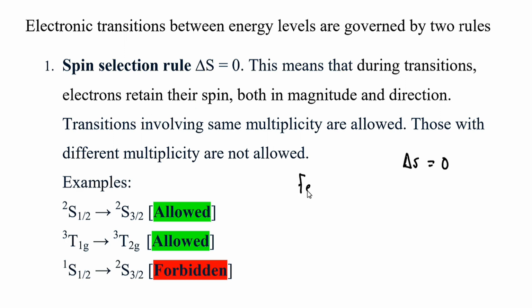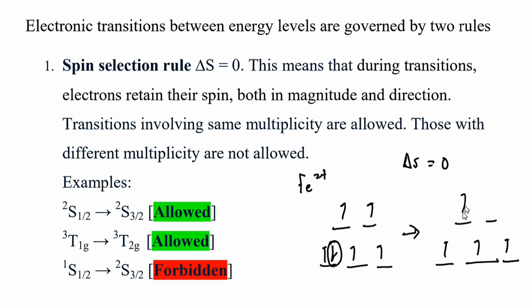So in the case of iron 2+, the other time we said we have this, right? So this, and this. And this is the last electron. If this one should transition to a higher energy level, it must retain its spin. So we can't have this. This last electron cannot come here to become this. So it's impossible. This kind of transition is not possible. So it has to be downwards also. Basically, electrons retain their spin both in magnitude and direction.